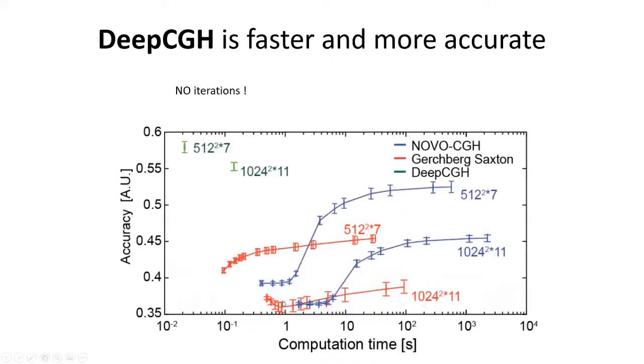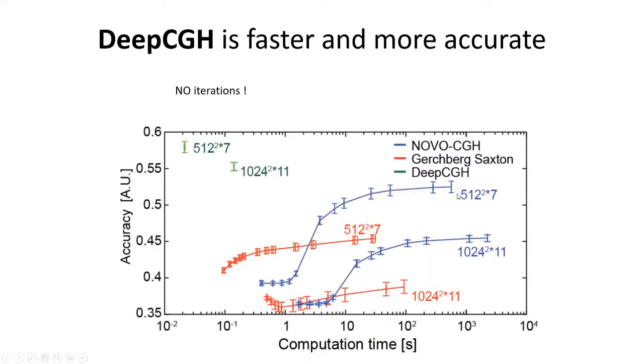Here are the Gerchberg-Saxton, Deep CGH and Novo CGH algorithms represented as a function of the computation time, and accuracy as a function of computation time. The previous results stand. We have two examples. We have a three-dimensional model with 512 by 512 by 7 depth planes, and a bigger one, 1024 by 1024 and 11 depth planes.